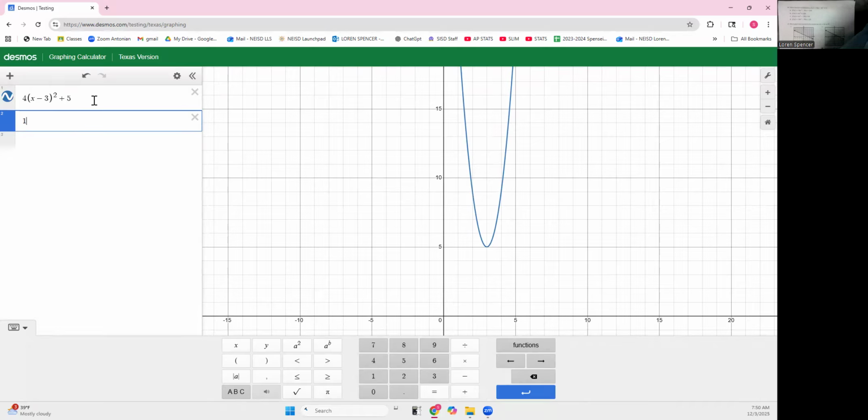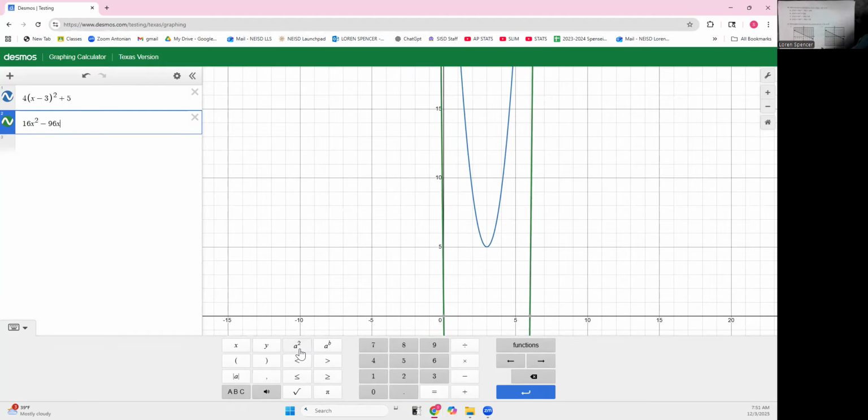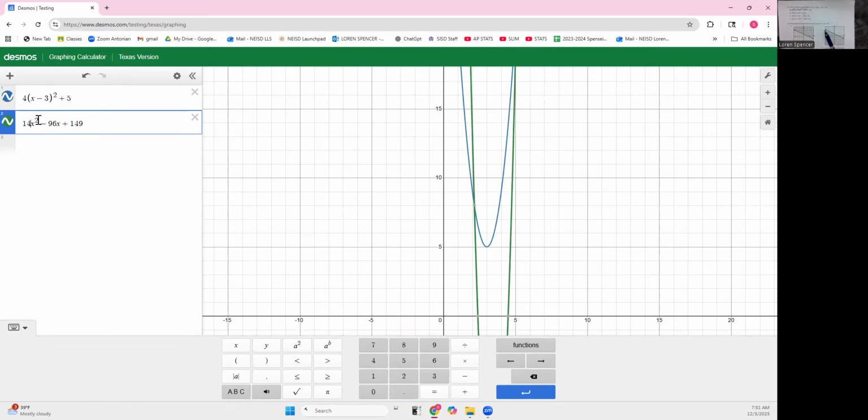The first answer choice, 16x squared minus 96x plus 149. Close, but it doesn't lie directly on top of it, so A is not correct. The next one is 4x squared plus 141.